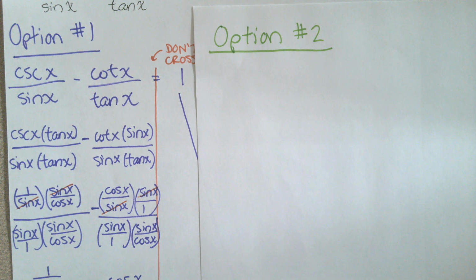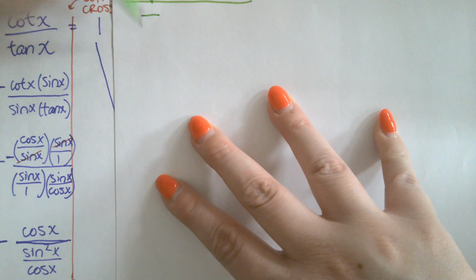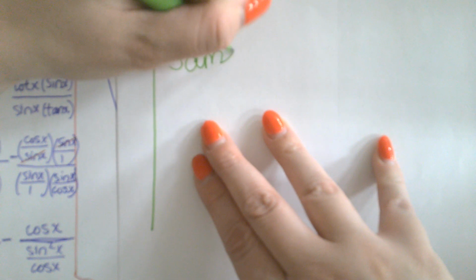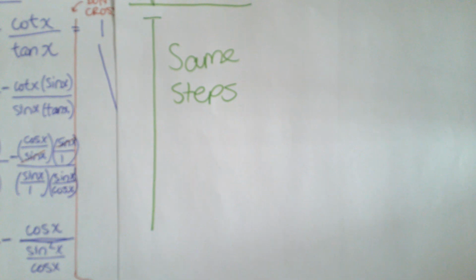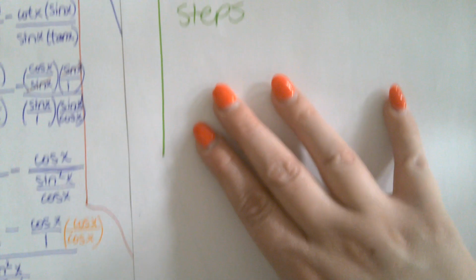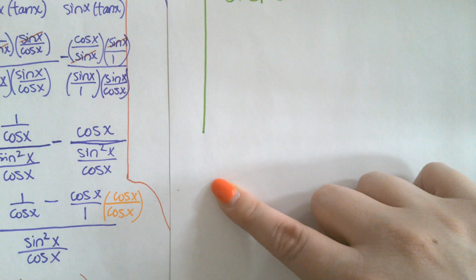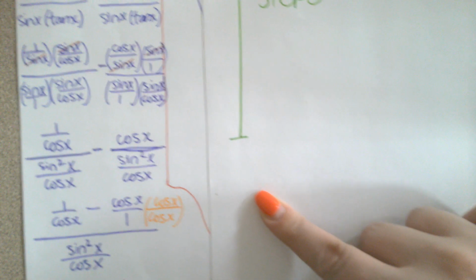Okay, so for option number 2, I'm not going to change anything until I get to this step right here. So again, these are all going to be the same steps. Are there things I could change? Yes, but I wholeheartedly believe the way I went here, as long as the problem is as it is, I did go the shortest possible way. So I'm going to make a change at this step here. I'm going to go ahead and write it out.